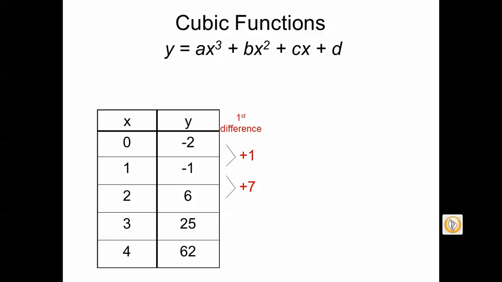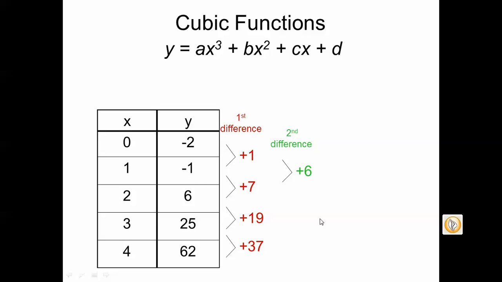25 minus 6 is 19. 62 minus 25 is what? 37. Is our first difference the same? No, we know it's not linear. Our first difference is not the same. Let's look at our second difference to see if it's quadratic.